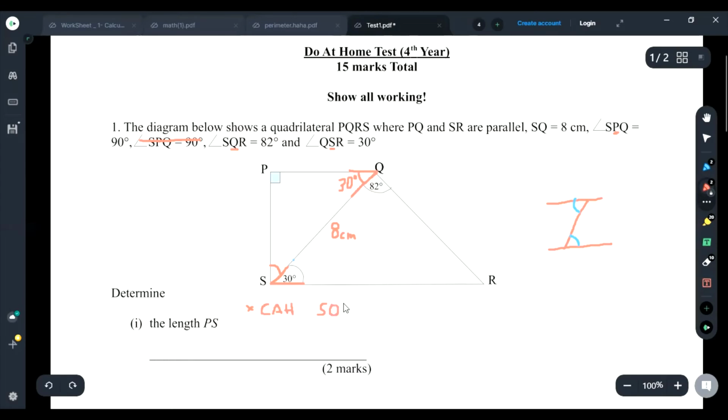Okay, let's see if it meets the requirements. Yes, we have a hypotenuse, so so far looks good. And PS is the opposite, right? So this is the opposite of the angle. So we're going to use sine. So to solve this, the working would look something like this, where you would say sine 30 degrees equals, oh boy.